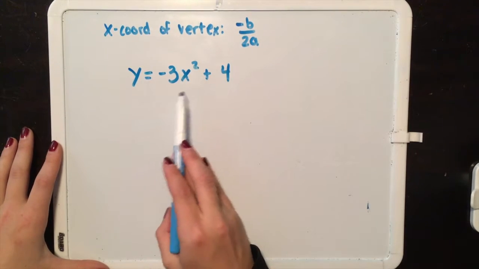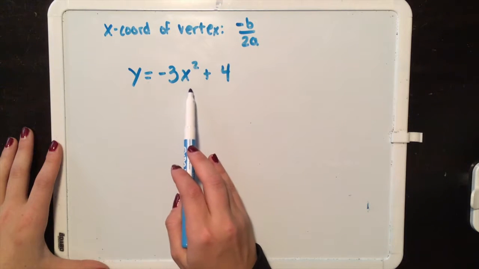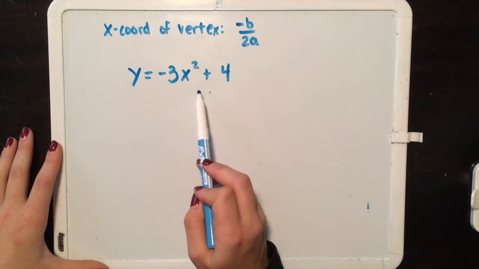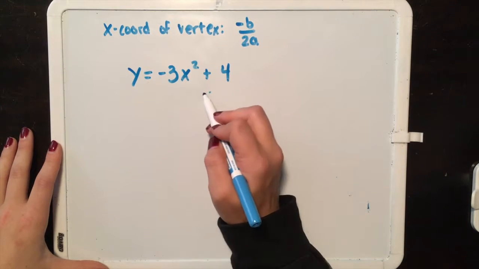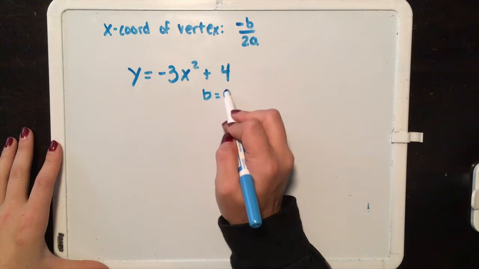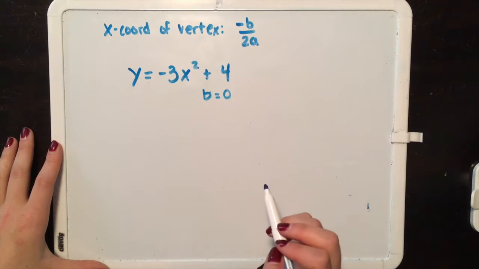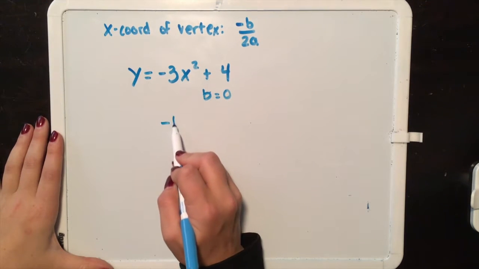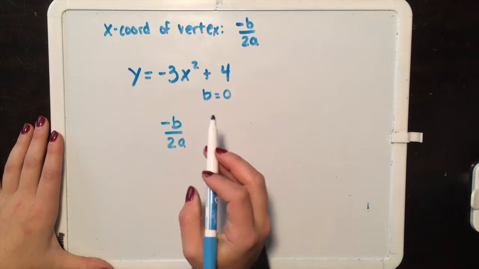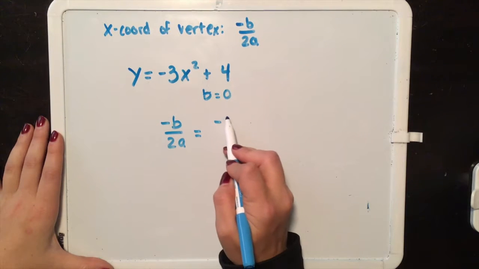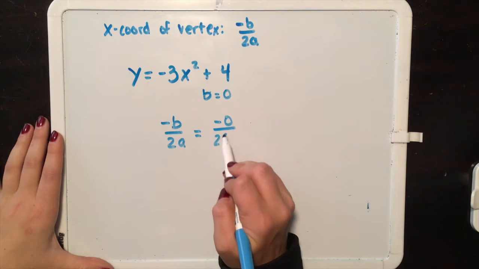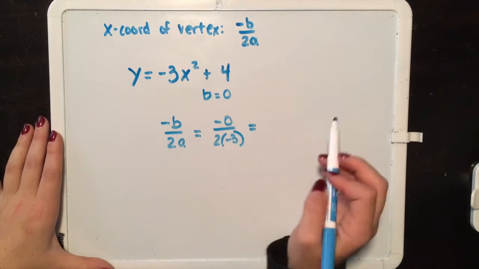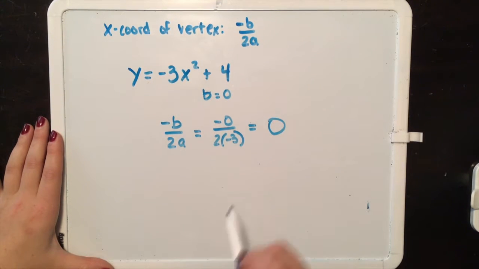Here's another example of a parabola, ax squared plus bx plus c, but notice that we don't have a bx term here, so our b is just 0. If we want to find the vertex of this parabola, we use negative b over 2a, which equals negative 0 over 2 times negative 3. But since we have a 0 in the numerator, this will equal 0.